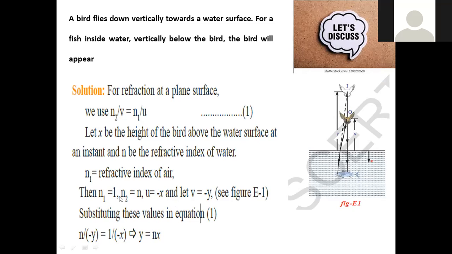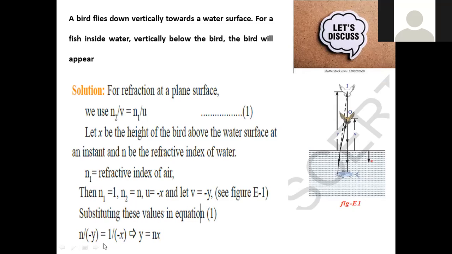So here n1 value will become 1, that is the refractive index of one medium. n2 is the refractive index of the other medium, that is taken as n. u is equal to minus x and v is equal to minus y. Now let us substitute in the equation n2 by v is equal to n1 by u. n2 will be n, so n by v, what is the v value? Minus y. n by minus y is equal to n1, which is 1, by u, which is minus x. So n by minus y is equal to 1 by minus x.